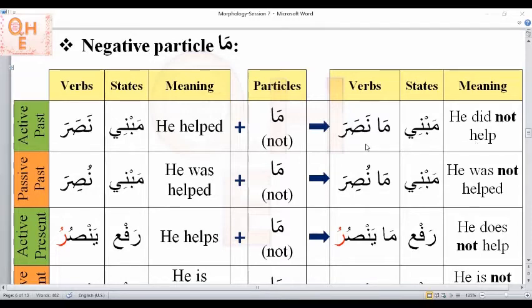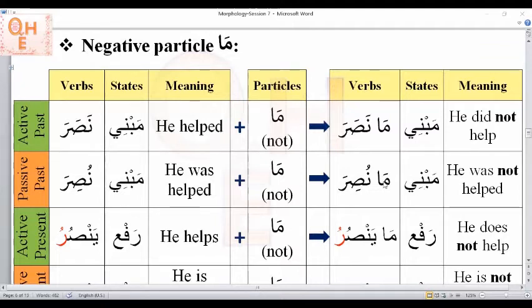Okay. Now let's go over passive. Passive past tense, nusira. Again, this is mabni. And the meaning of nusira is he was helped. When ma comes before nusira, it becomes ma nusira. Again, the state is stateless, mabni. And what will the ma do?